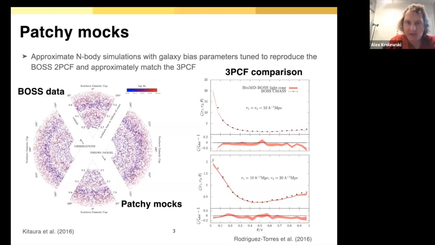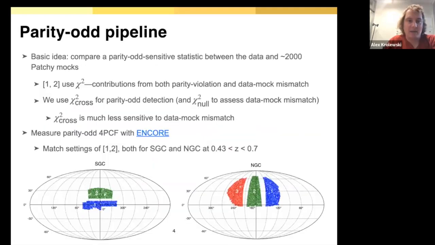The right-hand panel shows this three-point function comparison, which is overall quite a good match, although you can see some disagreements, especially in this top panel, which is looking at relatively smaller scales. The basic idea behind our pipeline, which Kendrick has already described, is that we want to compare a parity-odd sensitive statistic between the data and these 2,000 Patchy mocks.